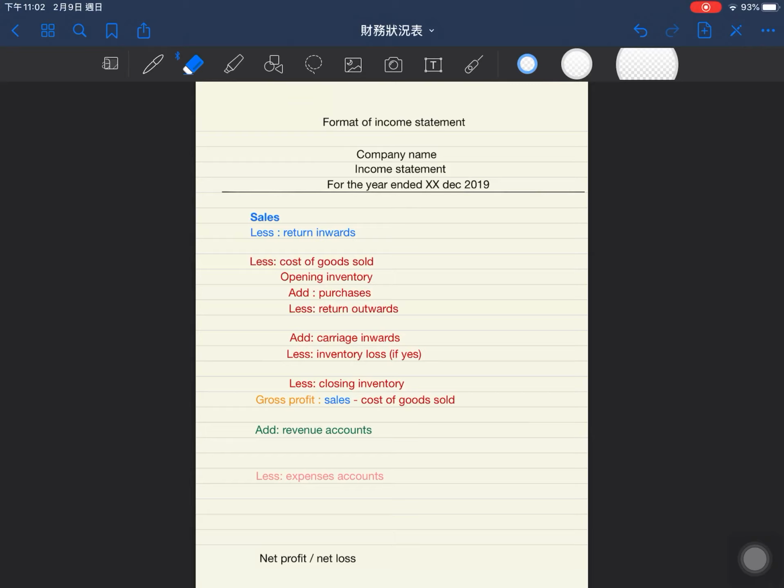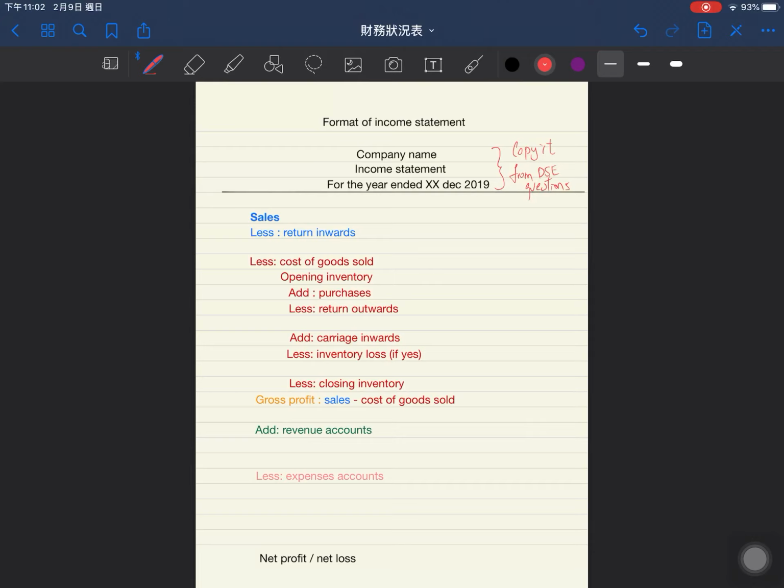Above the black line, you may see a black line here. Above the black line, we have the company name and income statement, and the year end, December 2019. This kind of information can be copied from DSE questions. So what you need to do is to copy it from your DSE questions. So don't be afraid.